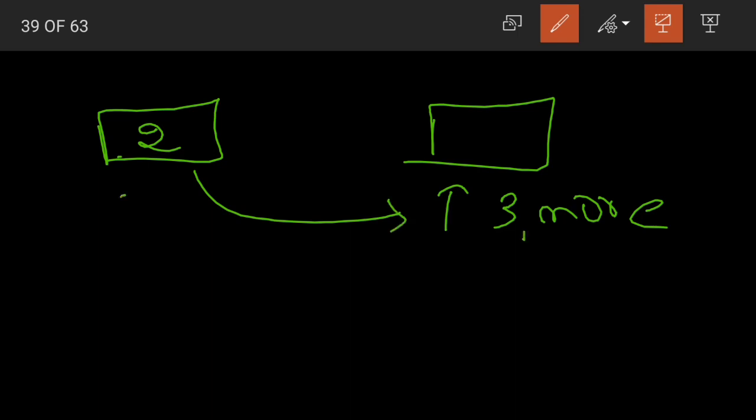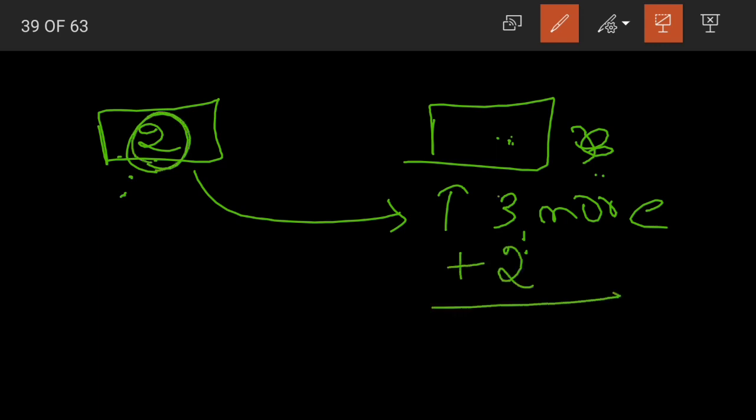Two samples means, let us say, two boxes. Suppose in the first box he had two balls. In the second box he had 3 more than the first box. 3 more than the first box. So what is the total number of balls here? Is it 3? No. It is 3 more than the first. In the first we have 2.